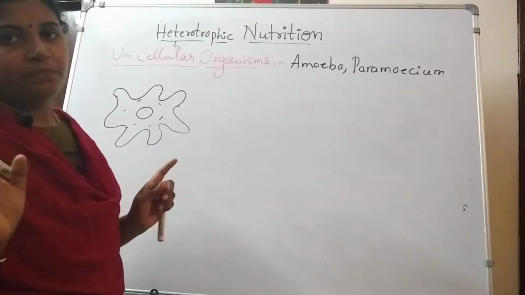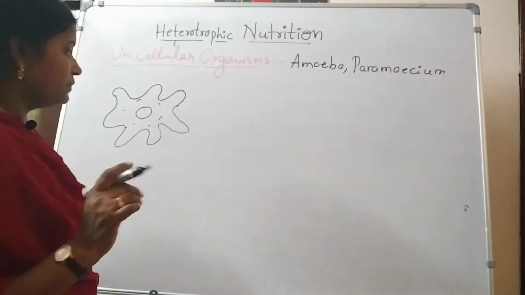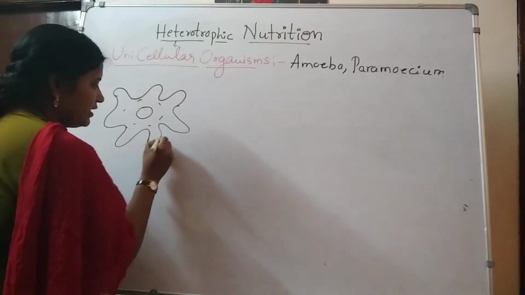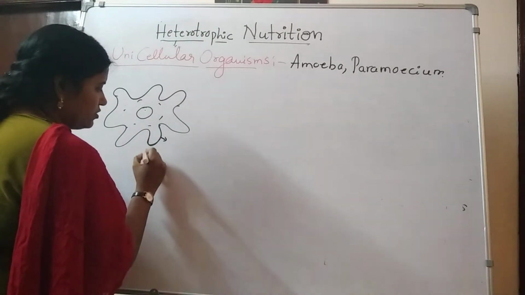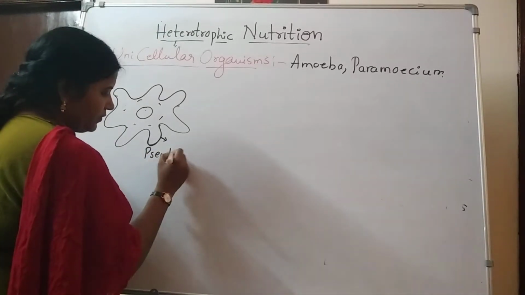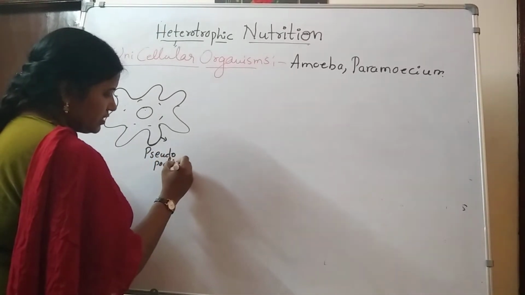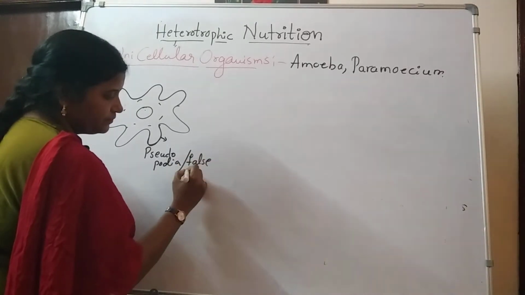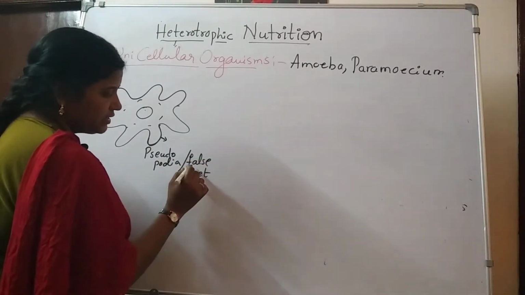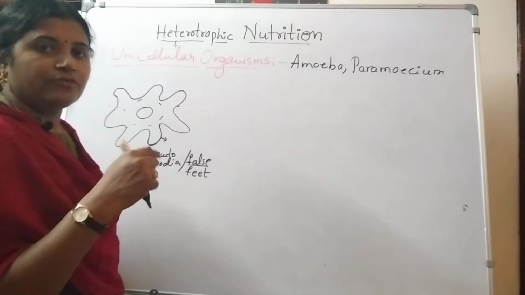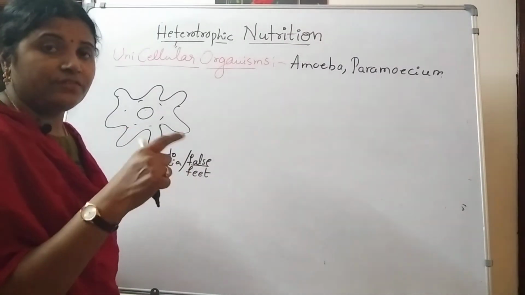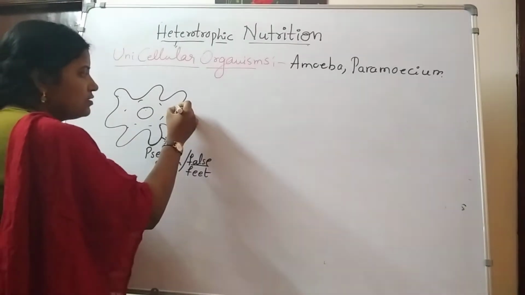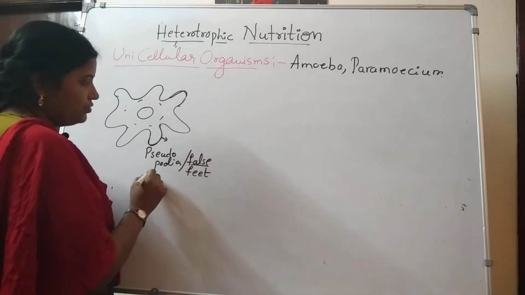It does not have any particular shape. Why? Because the cell membrane is forming finger like folds. These finger like folds are known as pseudopodia. What is pseudopodia? Pseudopodia is nothing but false feet. False feet means it is not permanent, so continuously it is going to change. Whenever it needs to form, then it is going to be formed. So these special structures are known as pseudopodia.